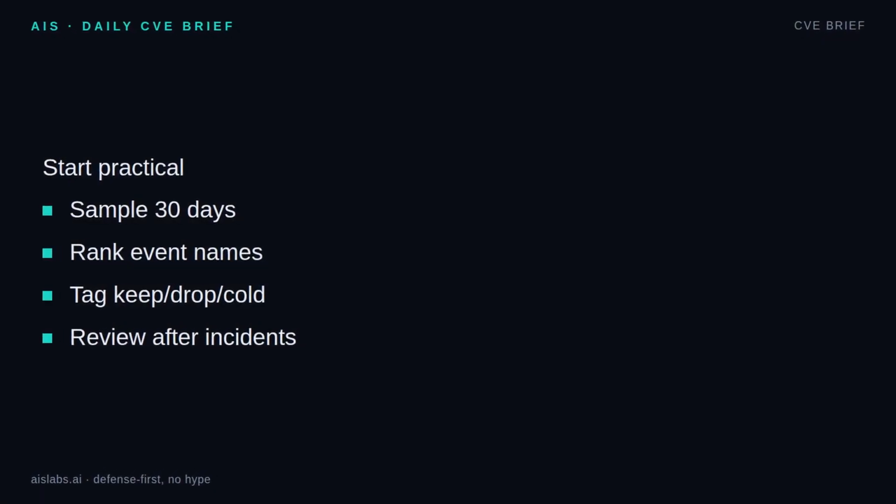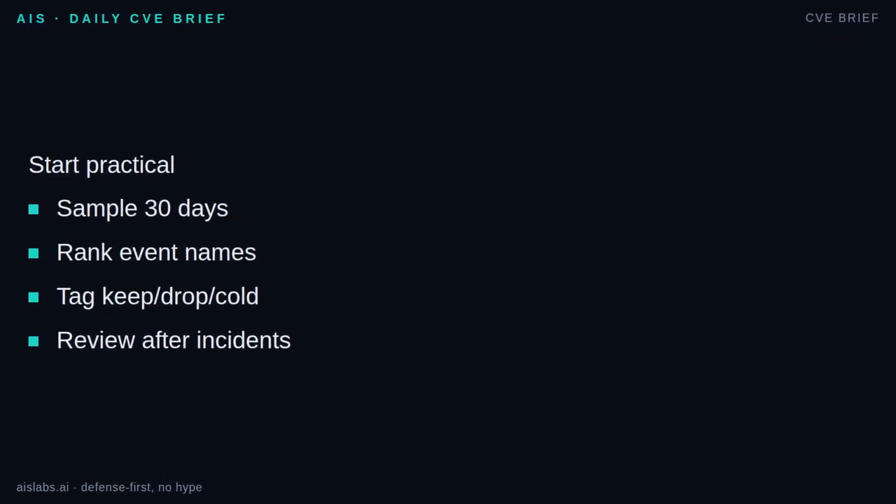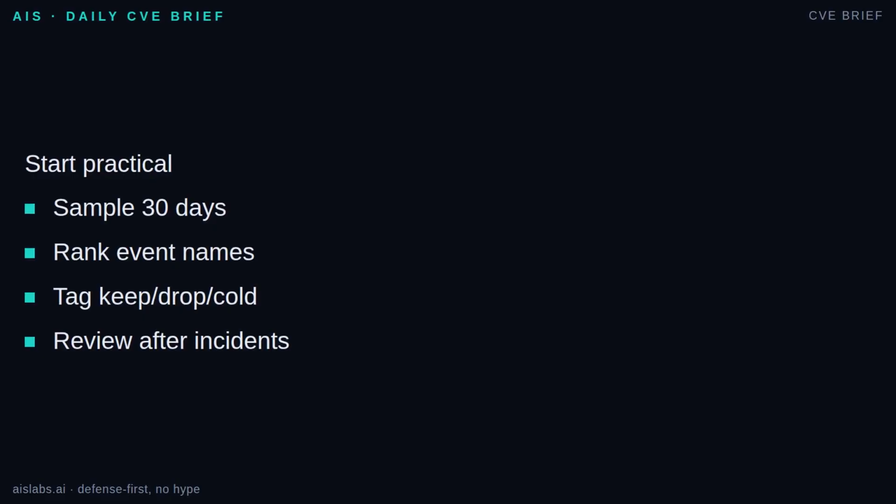Start with a 30-day sample, not a permanent rule set. Pull the top event names by volume. Tag each one: keep hot, route cold, or discuss. Build a starter keep list around identity changes, authentication failures, policy changes, logging changes, network exposure changes, key lifecycle, and key usage. Build a starter drop list around read-only list and describe events that are repeated by automation.